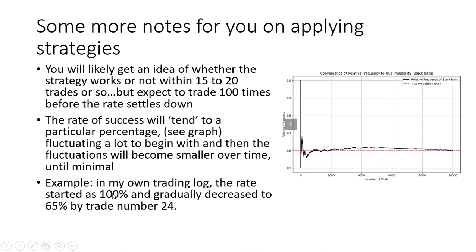So I've said to you here what my own trading looked like. My win rate started as 100% and it gradually decreased to 65% by trade number 24. Now I've placed hundreds of trades and my win rate is always about 60%. It doesn't really tend to move very much.